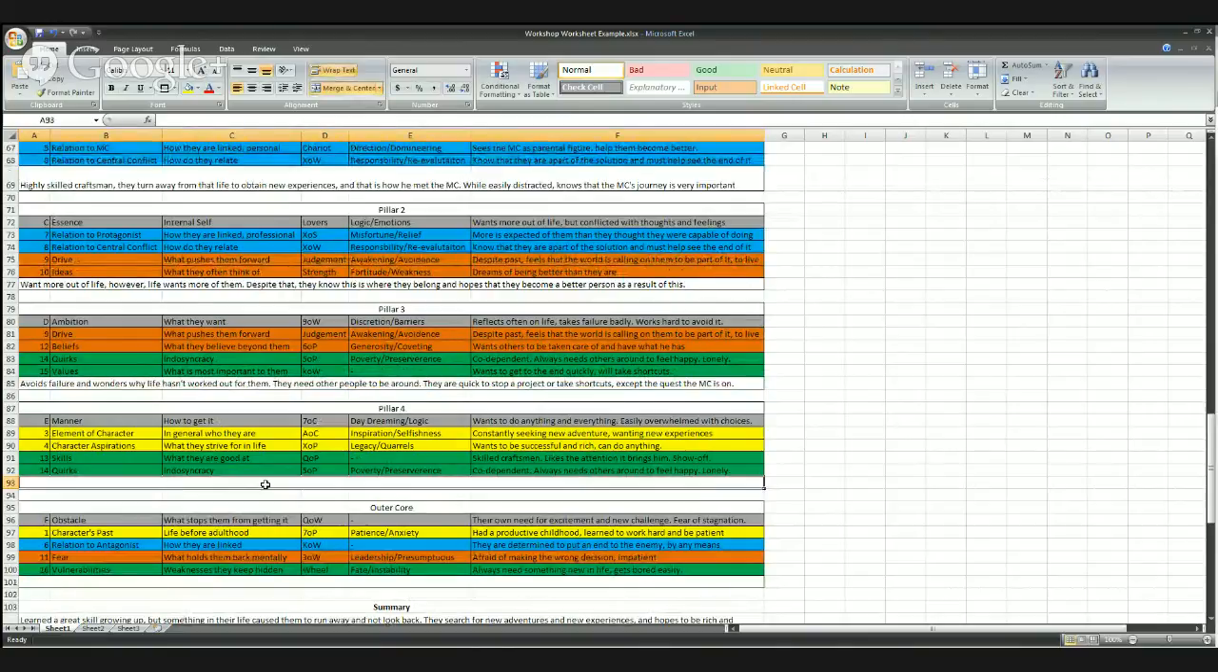Okay, so we've got Pillar 4, which is Manner. How do they get it? Wants to do anything and everything, easily overcome with choice, constantly seeking new adventures, wanting new experiences, wants to be successful and rich, skilled craftsman, and codependent.